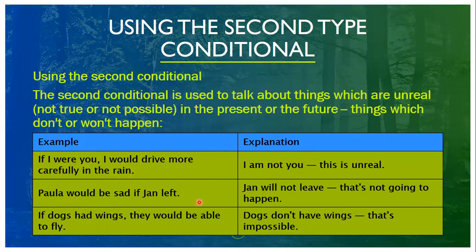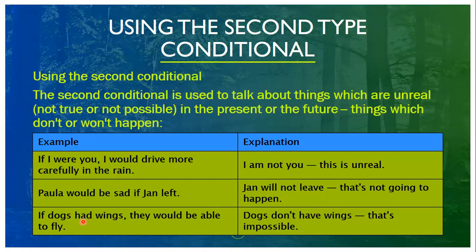And that's why it is important to remember. Paula would be sad if Jan left. What is the unreal situation over here? That Jan will not leave. That means that he's going to be here, or she is going to be here. I don't know if Jan is a boy or a girl, but he or she is going to be here forever. She's not going to go anywhere. She's going to be with Paula the rest of their life. That means that this is not going to happen.